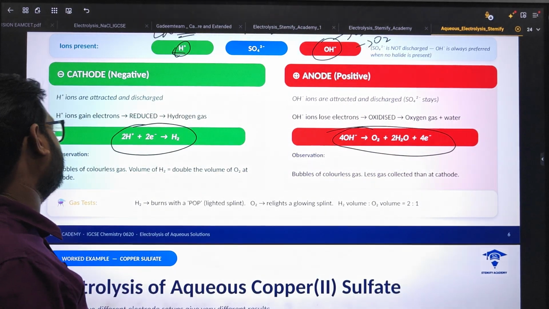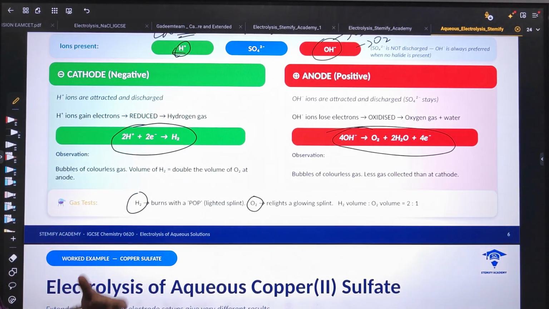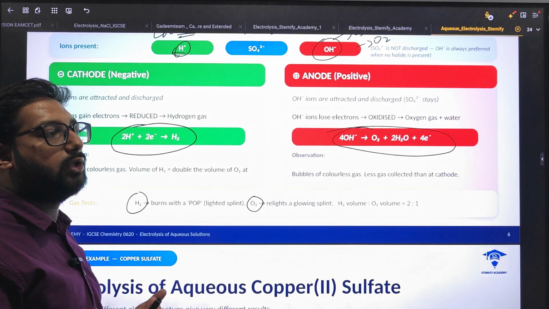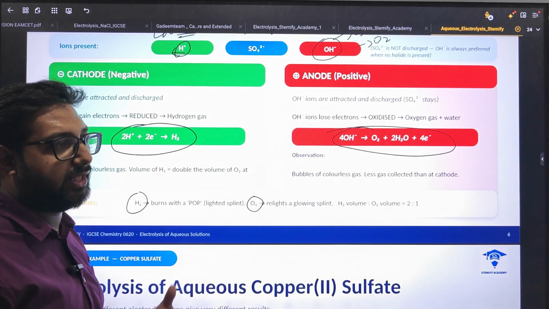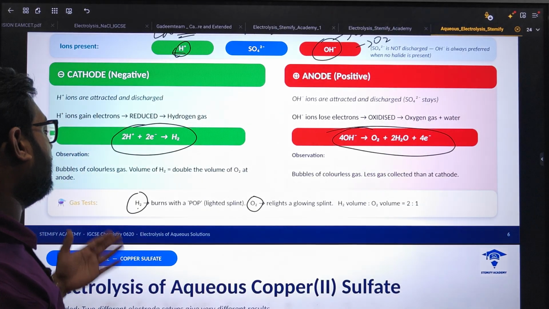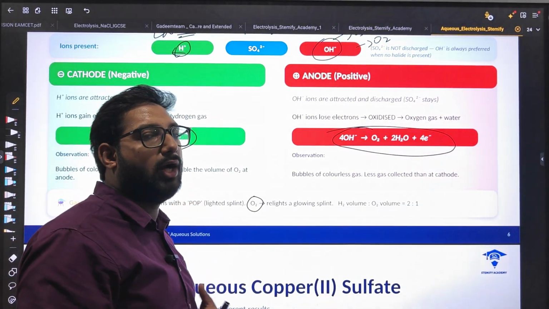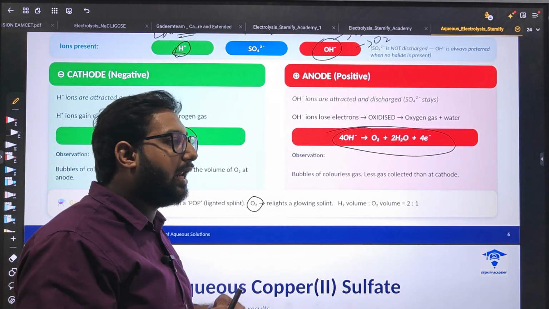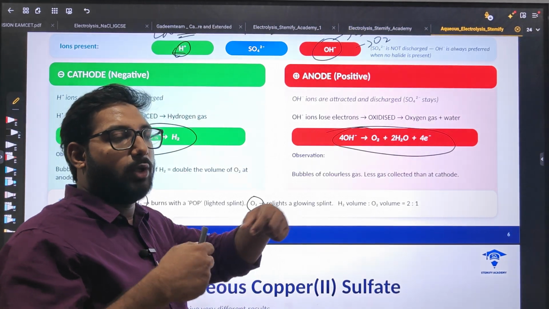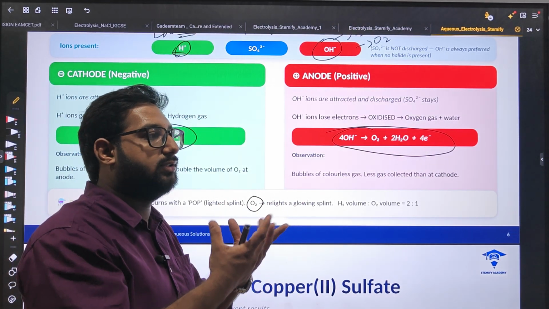Sometimes in the questions, the test for gas is also asked with the electrolysis of a solution. The test for hydrogen gas is that it burns with a pop sound. The test for oxygen gas is that it relights a glowing splint. If you take a glowing splint near the oxygen gas, it relights.